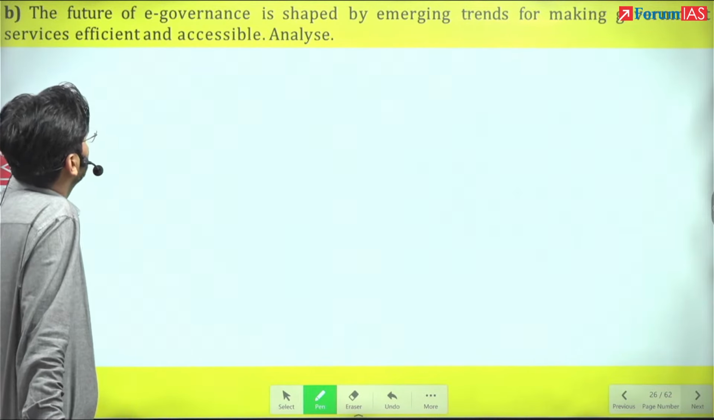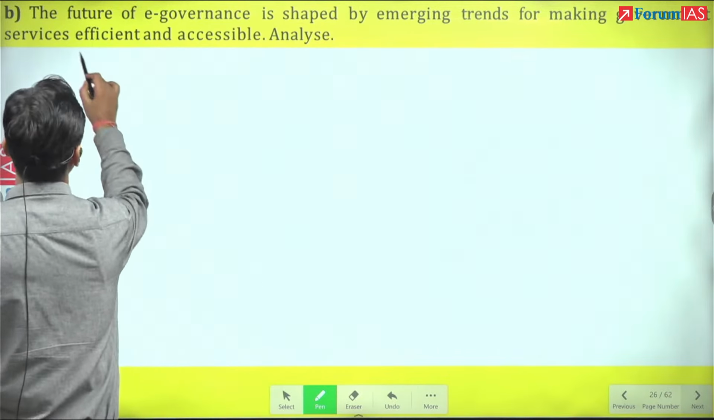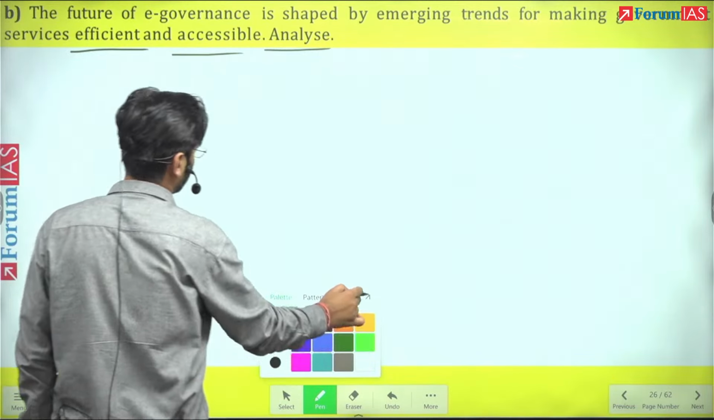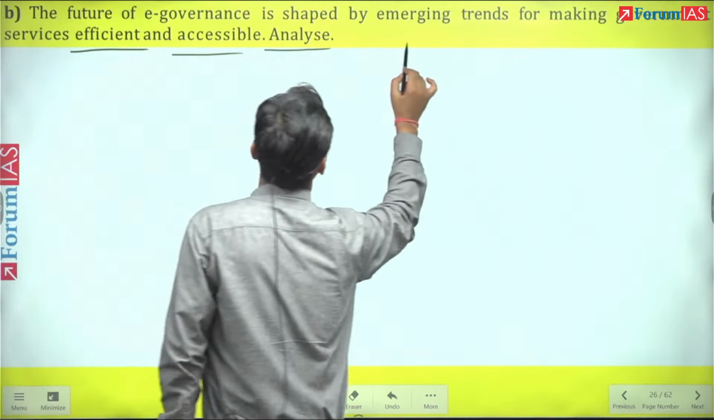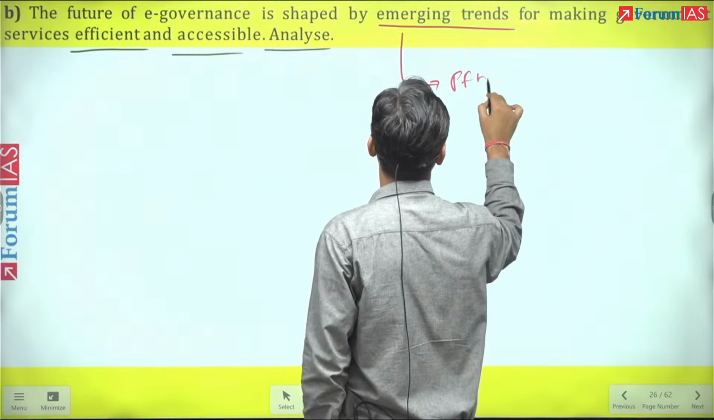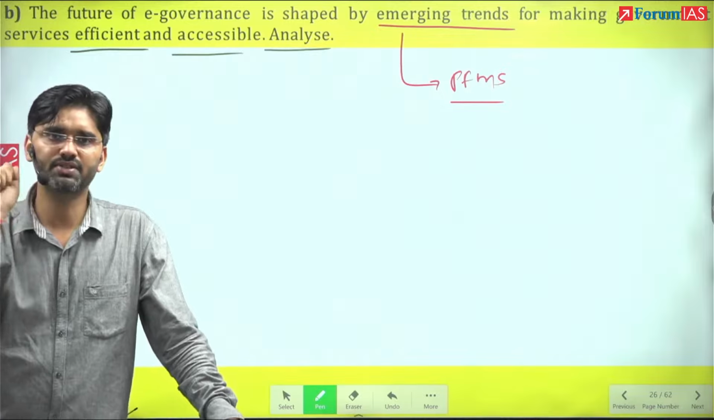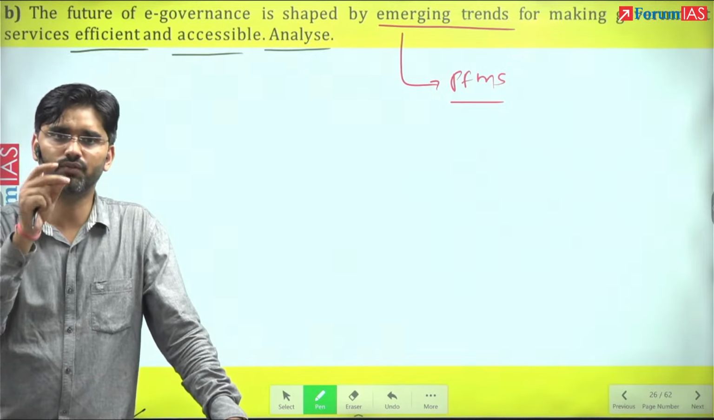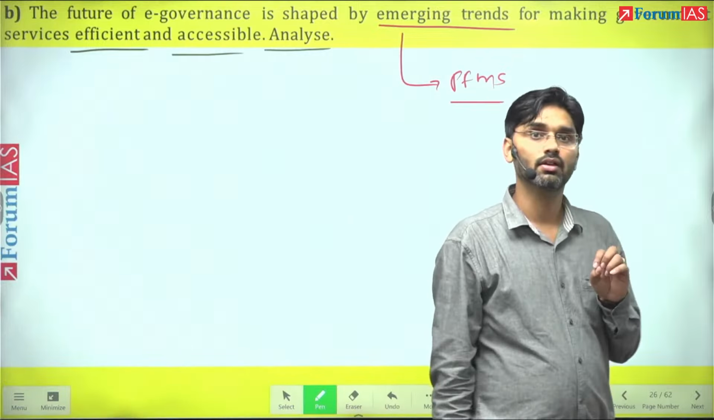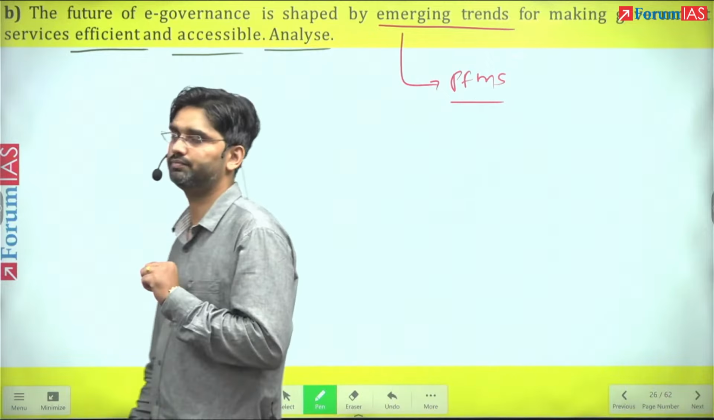The future of e-governance is shaped by emerging trends for making government services efficient and accessible. Analyze. Right? The question is on emerging trends. PFMS, you may have seen how the Prime Minister clicks the button and within 1 minute a large amount of money is transferred to the beneficiary's account.